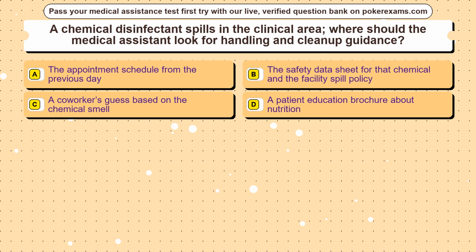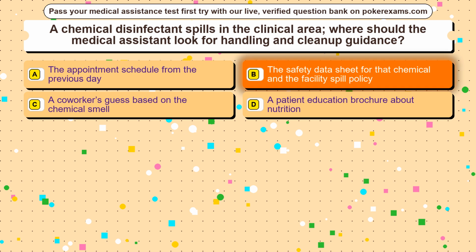Question 37. A chemical disinfectant spills in the clinical area. Where should the medical assistant look for handling and cleanup guidance? Option A. The appointment schedule from the previous day. Option B. The safety data sheet for that chemical and the facility spill policy. Option C. A coworker's guess based on the chemical smell. Option D. A patient education brochure about nutrition.